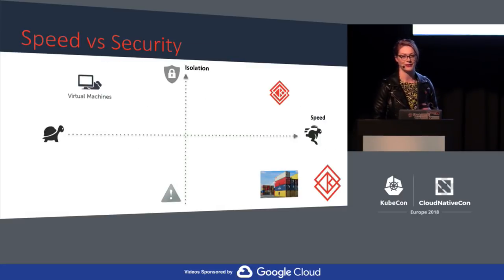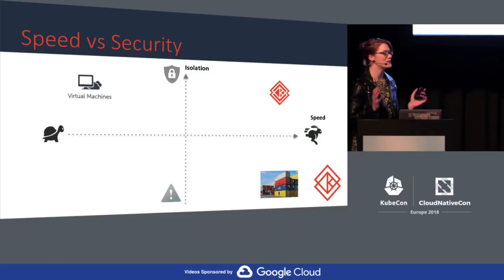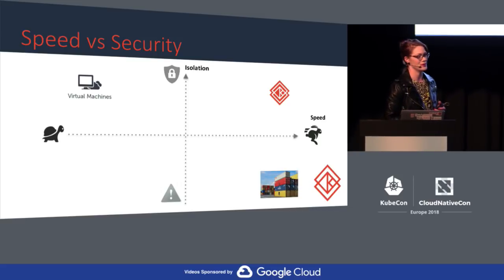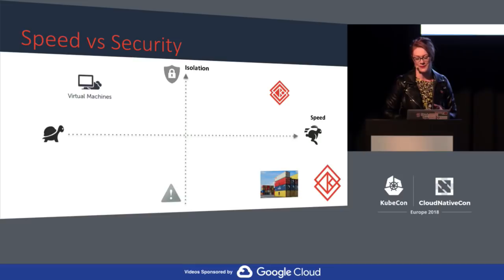And here's a cute clip art slide just to drive the point home one more time. Virtual machines, great for isolation, run like a tortoise. Traditional containers down at the bottom, great for speed, a little more risk. Kata Containers, we're up in the far quadrant there. That's what we're about.